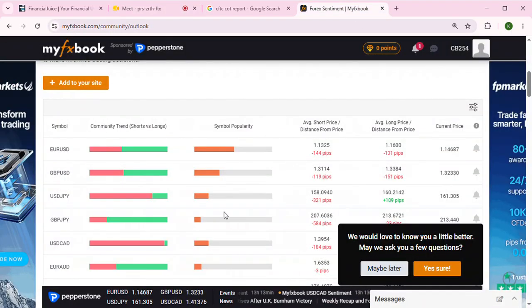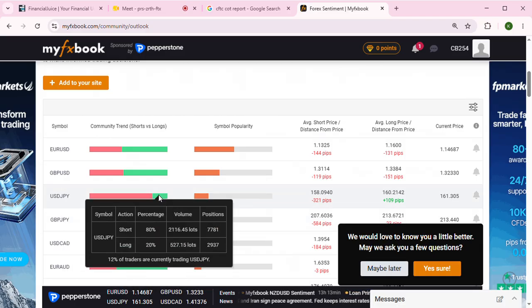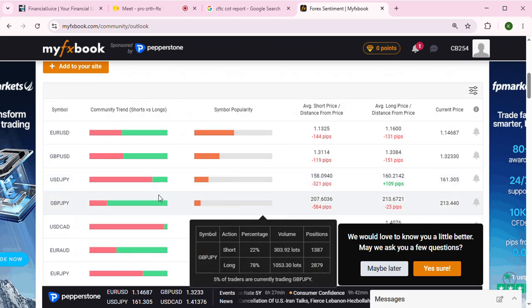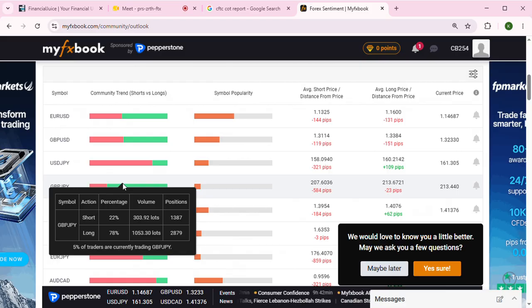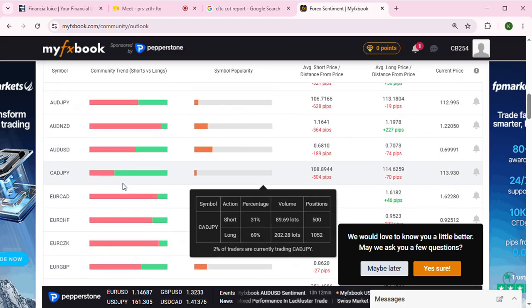Okay, so as I've said for the USD, most, that is the retailers, are on sales, the 80%, while the smart money guys, which is the 20%, are on buy. So for us, we can join the buyers. We will be looking for buying opportunities on USDJPY. The other pairs you can look at during your own time.